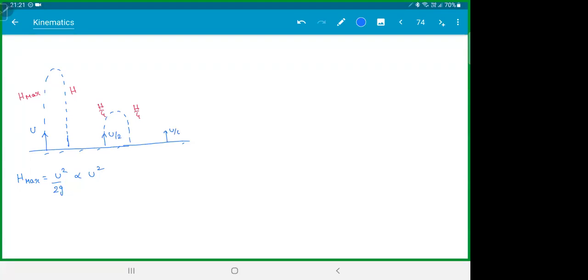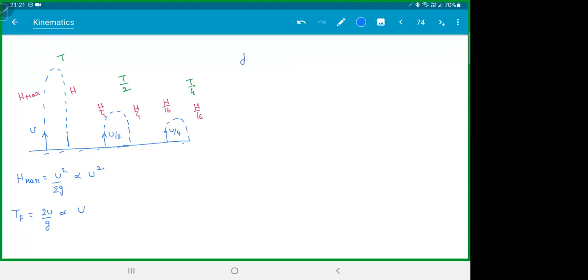Next time when your speed becomes u by 4, again, I'm keeping it to the side to understand, h by 16 and h by 16. Which is nothing but actually h by 4 whole square. Same thing, if you look at the time of flight, which is given by 2u by g, time of flight is proportional to u. So time changes as a linear function. So if this time of flight is t, this time of flight is t by 2, this time of flight is t by 4, and so on.